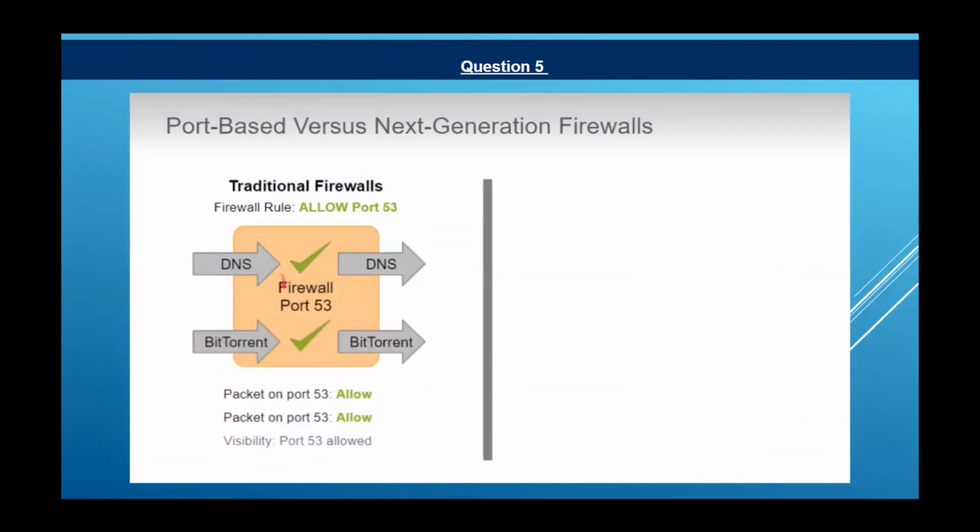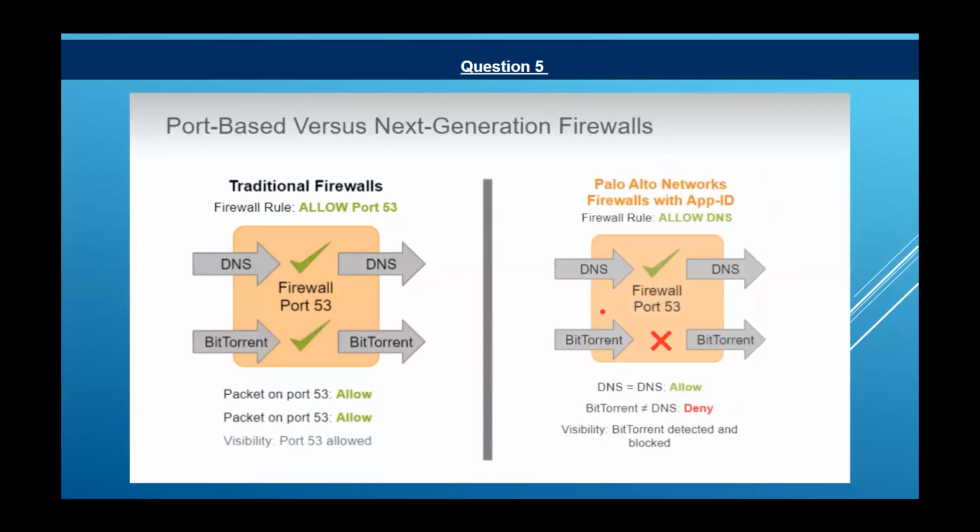So guys, what happened here? In the traditional firewall, we allow port number 53. So BitTorrent is also sending traffic over port number 53. This firewall cannot identify which type of traffic is going inside port 53, right? So automatically that one is also allowed. But in the Palo Alto firewall, Palo Alto is allowing the DNS, not your port 53. So here it will check that over port number 53 we are getting BitTorrent traffic. So the firewall will check, it's BitTorrent, not DNS, so let's deny this. Okay.